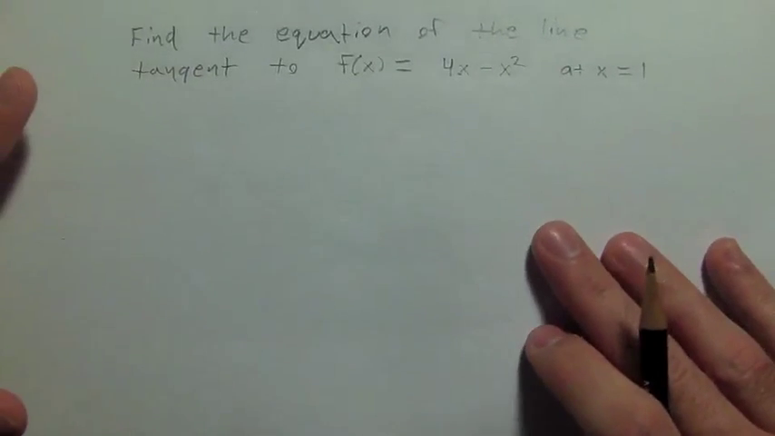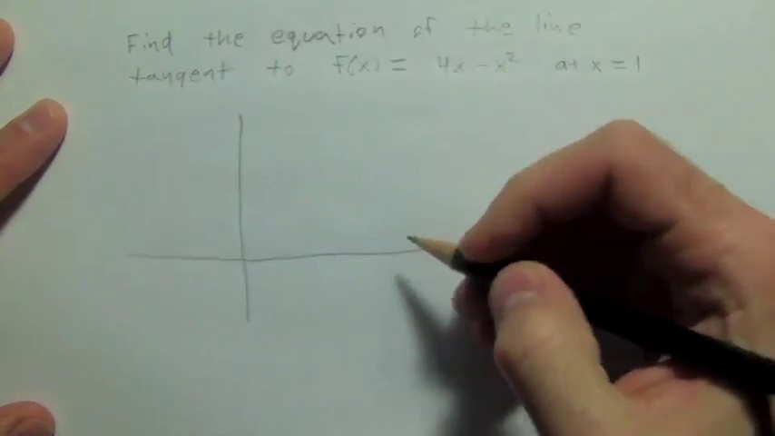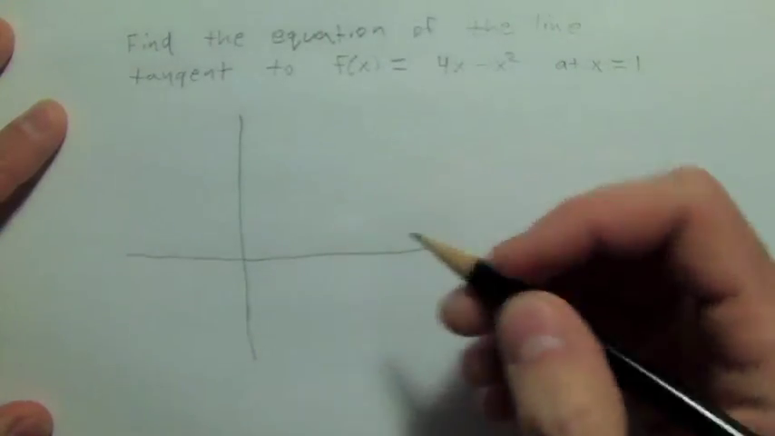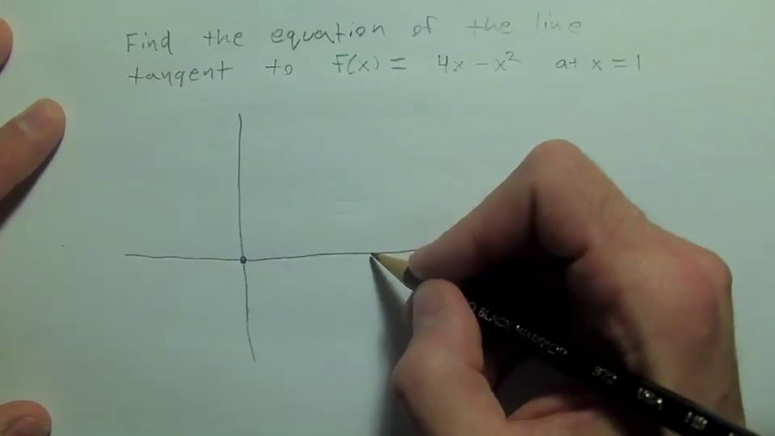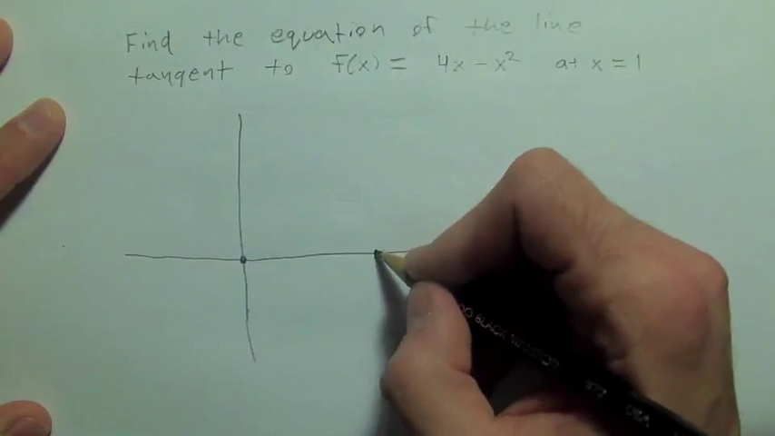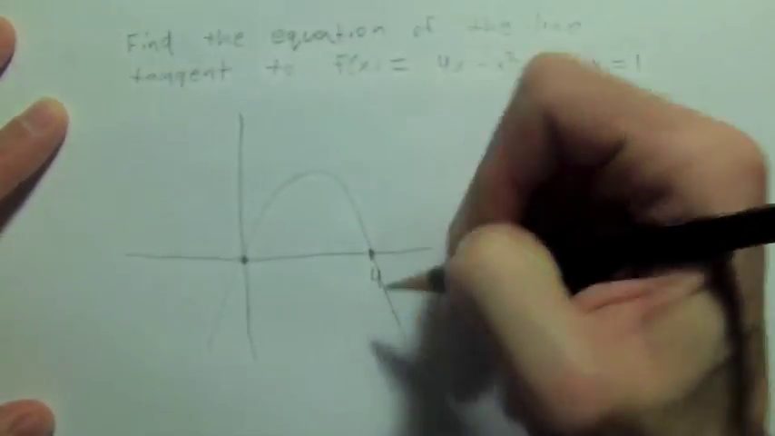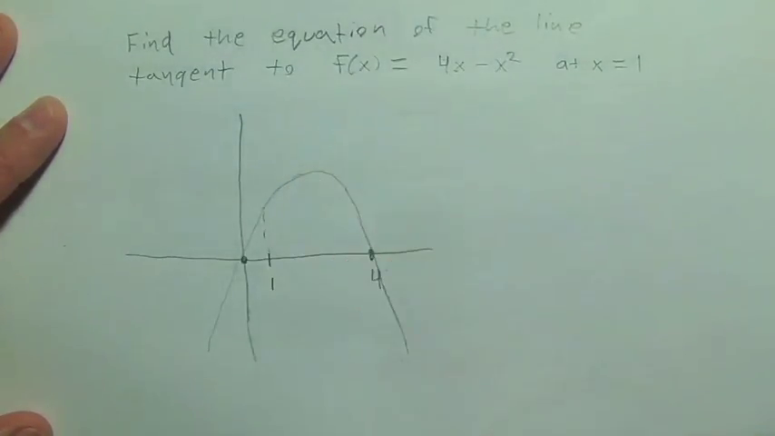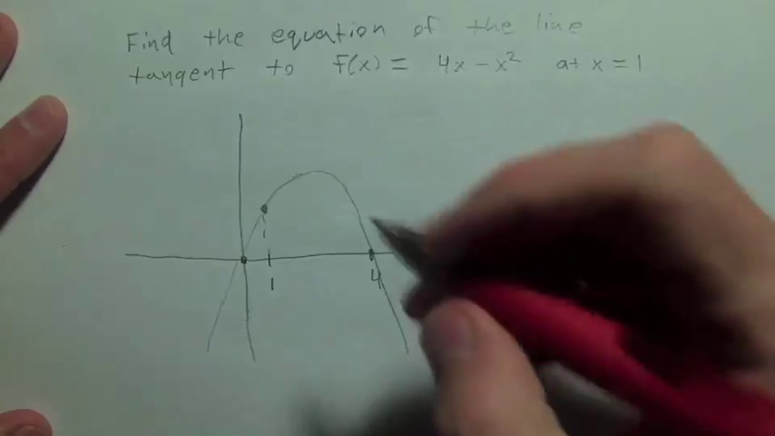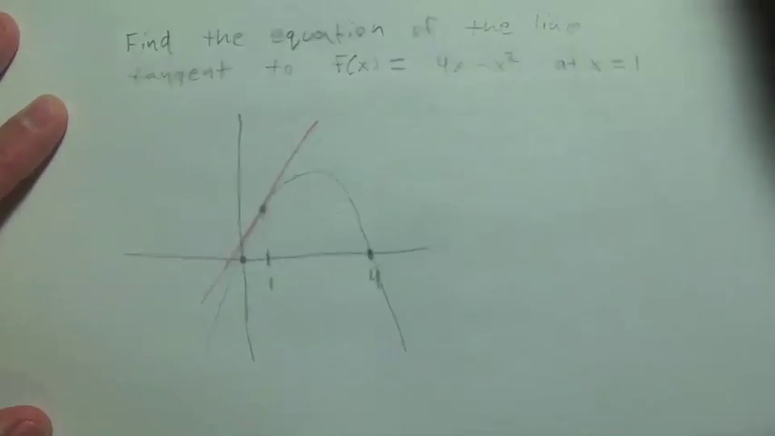Remember, when we go to find the equation of the tangent line, we need two things: we need a point and we need the slope. And where do we get the slope? Well, we get that from the derivative. So here's about what this graph looks like, and we're looking for the equation of the tangent line at this point here, about right here.